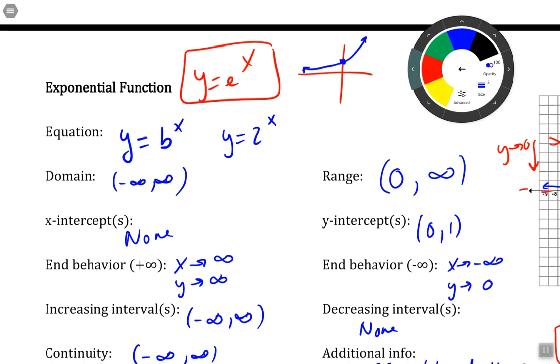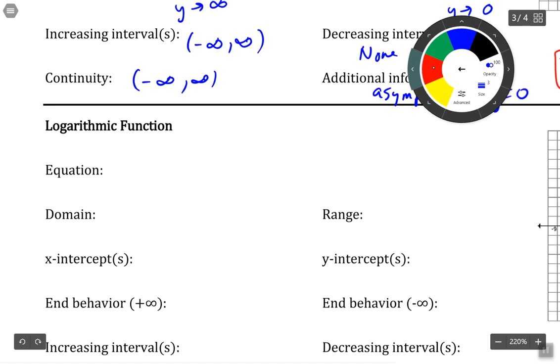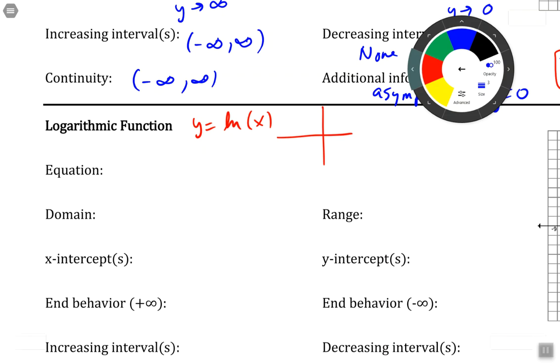Now, my favorite log is y equals natural log. Guess what its inverse is? E to the x. Why do I love them? Because they're all over calculus and they are inverses. You want to know what its graph looks like? It's ln, natural log.